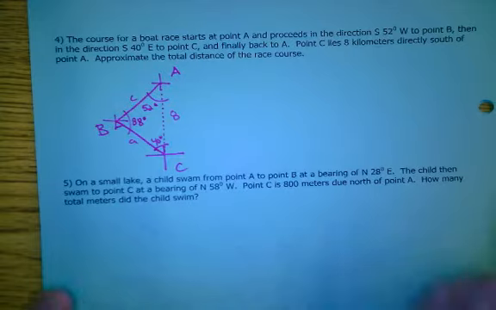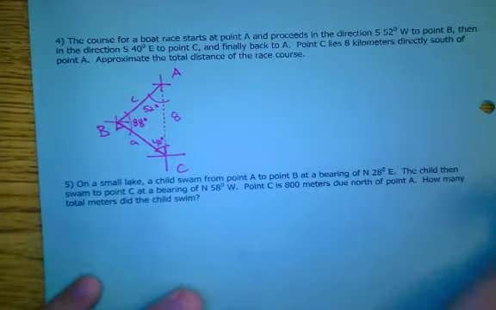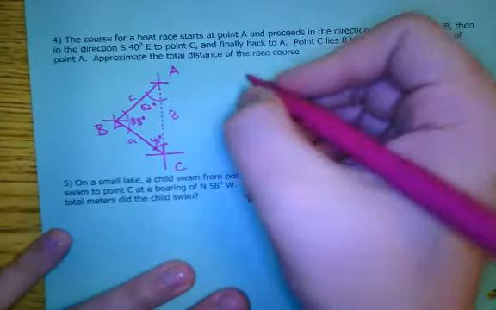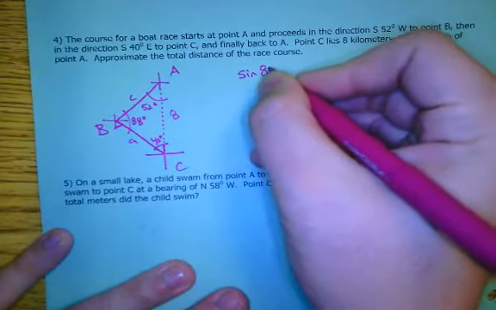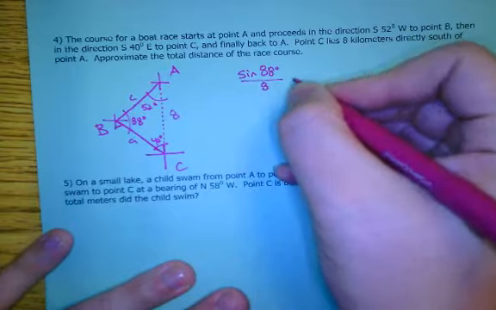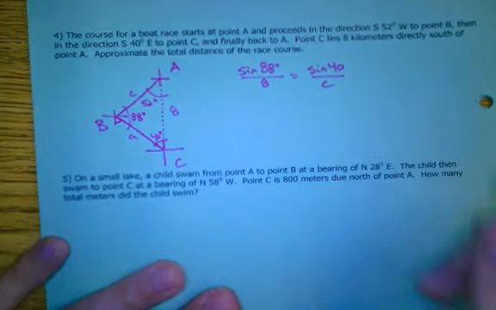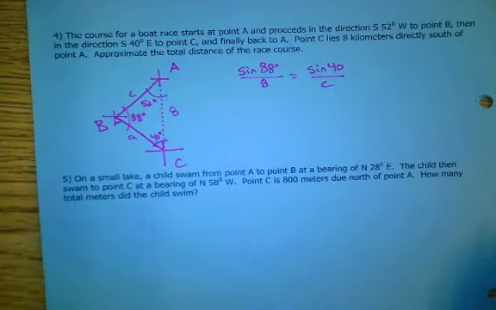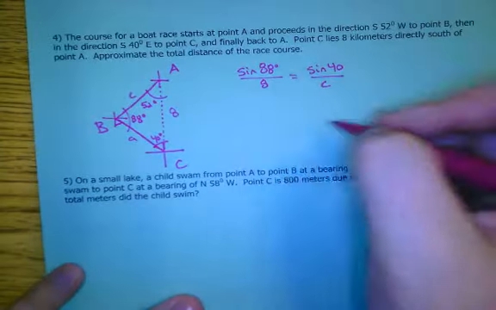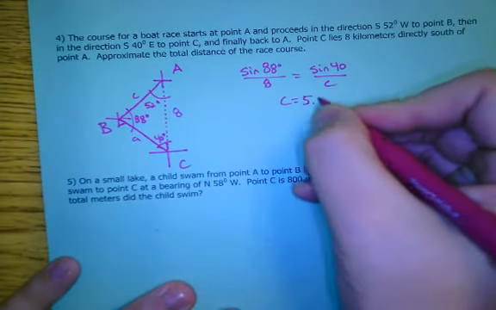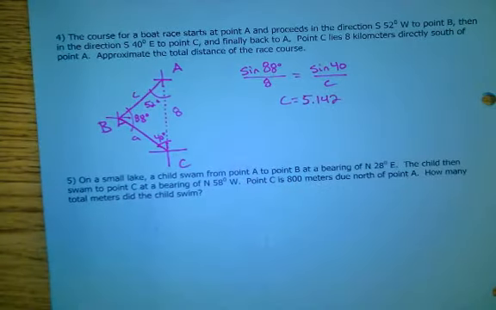Okay, so I need to find A, I need to find C. I'll find C first. So what's the proportion, what letters am I going to use here? B, because we know everything about B. So we got sine of 88 over 8 equals, we'll find C first, sine of 40 over C. Just use the calculator. So this is going to give me 5.142. I'll do labels at the end.